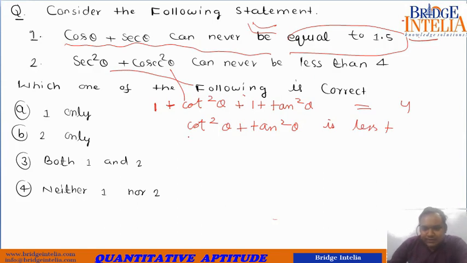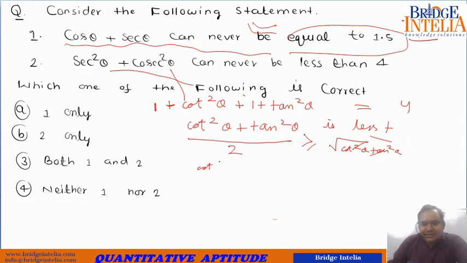So let us see. If you apply the arithmetic-geometric mean to these two terms, cot square theta and tan square theta, then things will become pretty clear. As cot and tan theta are reciprocals, they'll cancel each other out. So cot square theta plus tan square theta is indeed greater than or equal to 2. So yes, this can never be less than 4.